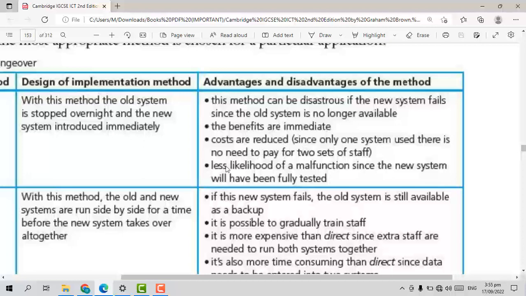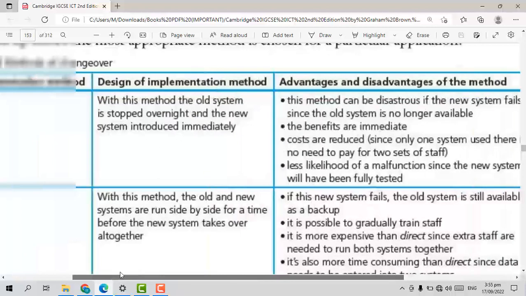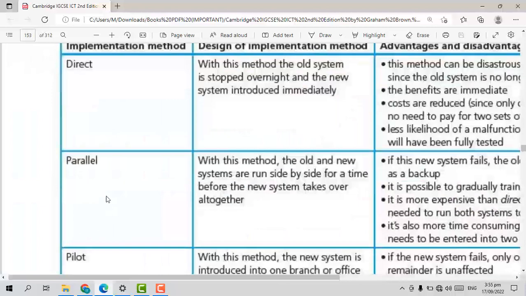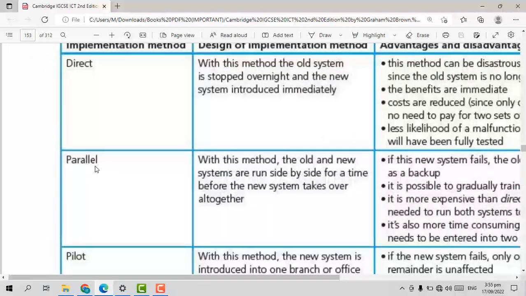The last one is less likelihood of a malfunction since the new system will have been fully tested. Now, I already tested the system in the previous stage, right? So probably it's not going to break down once I install it, right? So that's another advantage. Now, the next method of implementation is parallel. Parallel is more secure, but let's see what parallel is in the first place.